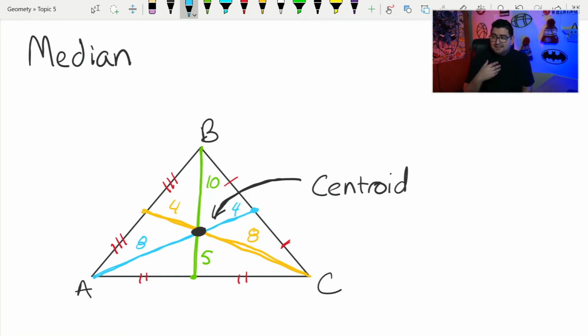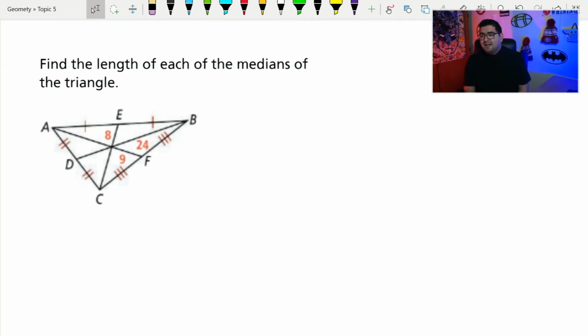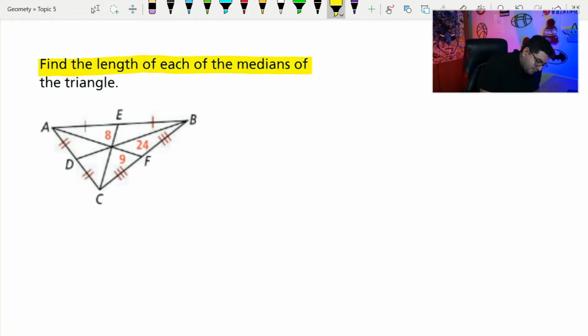So now let's go ahead and actually put this to work. Let's see an example problem where we might be able to use this. So here it's asking to find the length of each of the medians of this triangle. Since they're asking for the medians, they want to know the distance of that line that goes from one of the points to the midpoint of one of the sides.